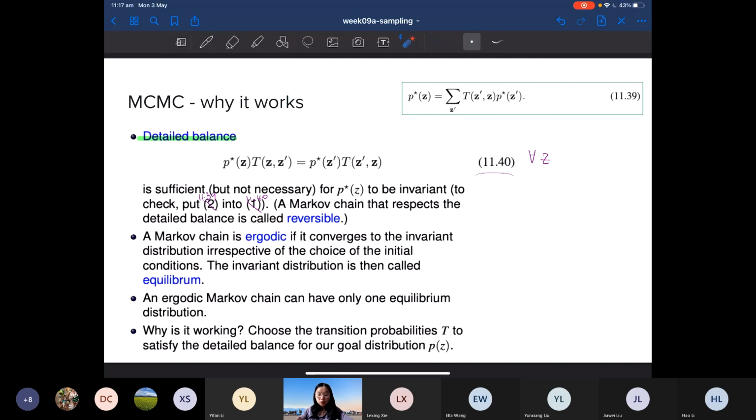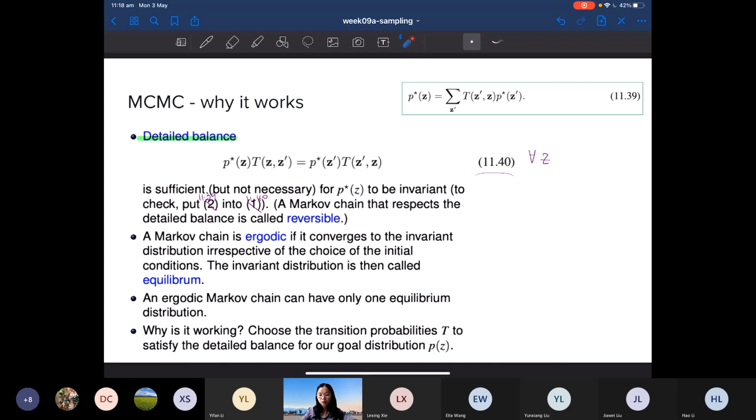Related to the notion of stationarity, a Markov chain is called ergodic if it converges to the invariant distribution, no matter the starting point. Then the invariant distribution is called the equilibrium. It's easy to see that an ergodic Markov chain can only have one equilibrium, because if there were two, we can show by contradiction that it's no longer ergodic, right? So the trick for MCMC is to choose the right transition distributions T to satisfy the detail balance property.